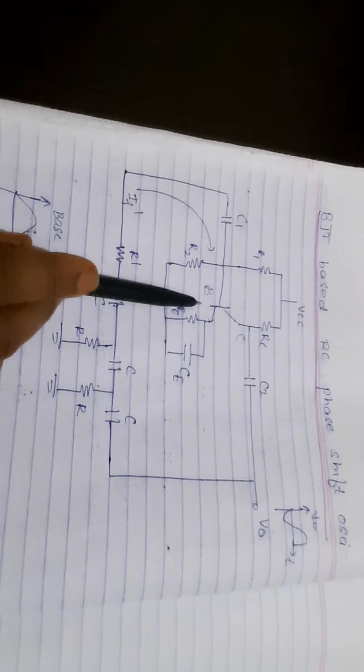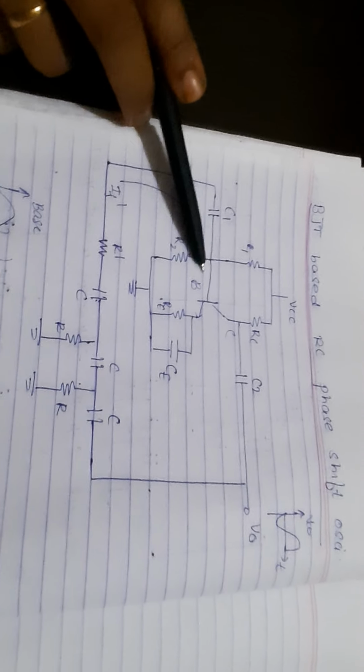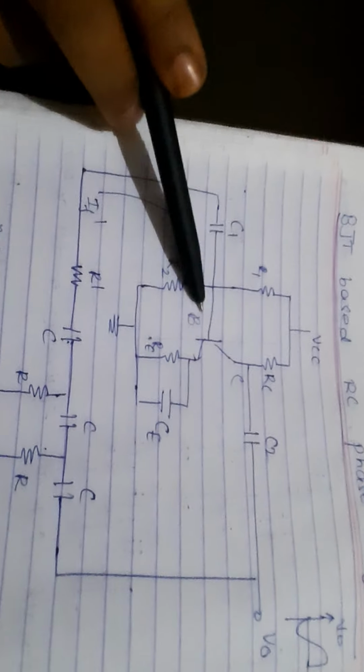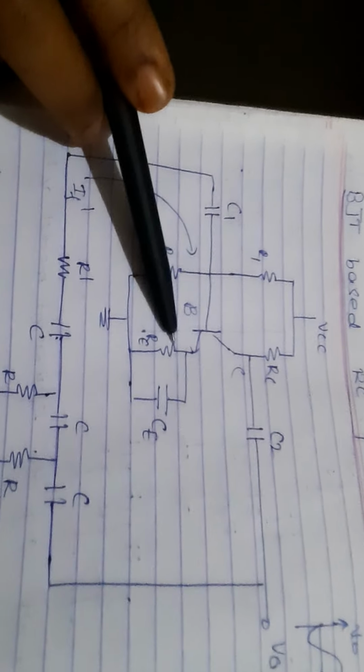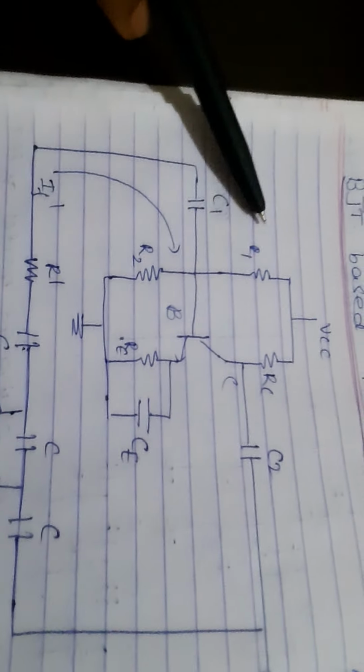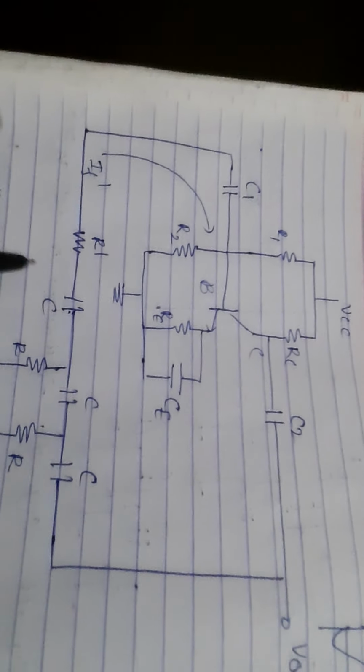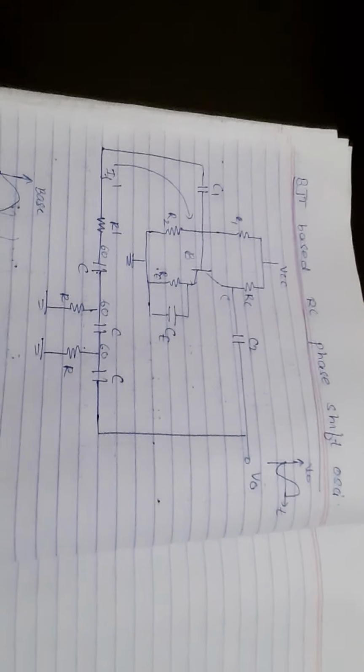Now this is a BJT. This is a BJT diagram where we have a collector, base and then emitter. At the collector we have resistance RC. At the base we have two resistances R1 and R2, the RE resistance, and C1, C2 coupling capacitors. This is for the phase shift to have 180 degree phase shift: 60, 60 and then 60. Total phase shift at this point will be 60, 60, 60, so the total phase shift will be 180 degree.